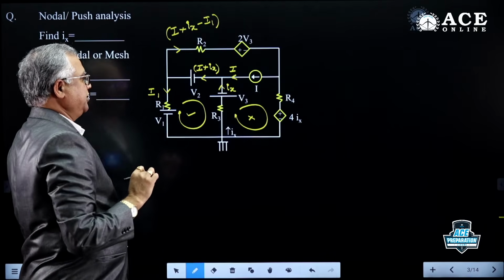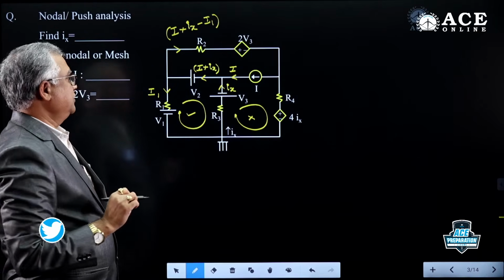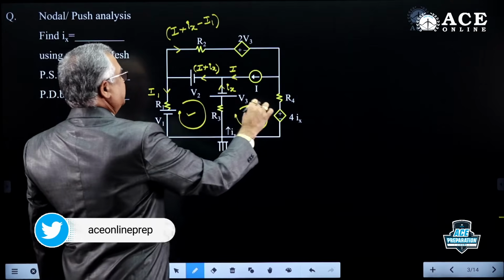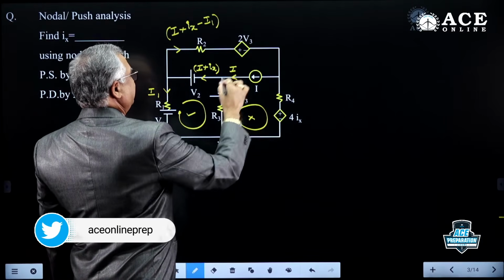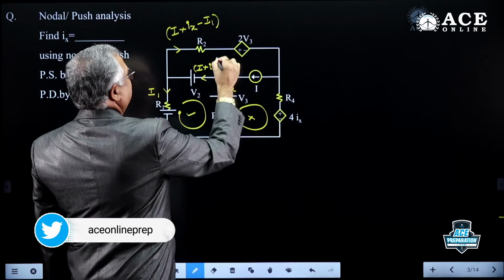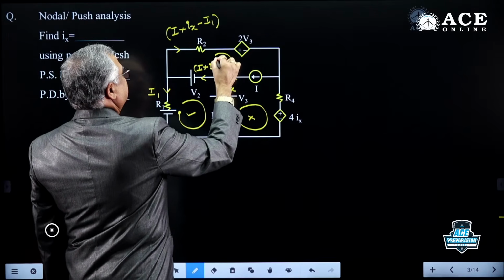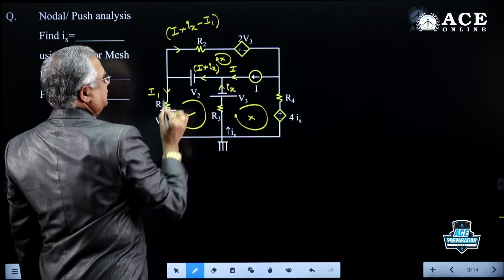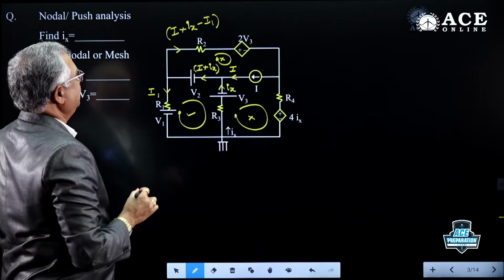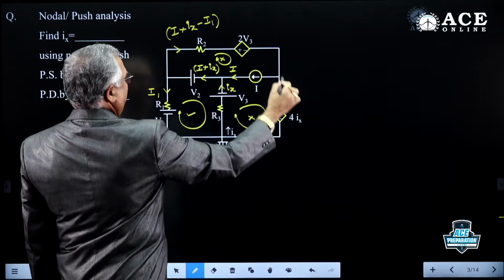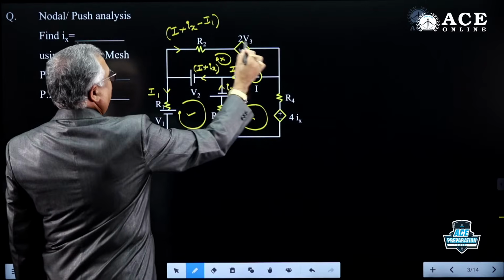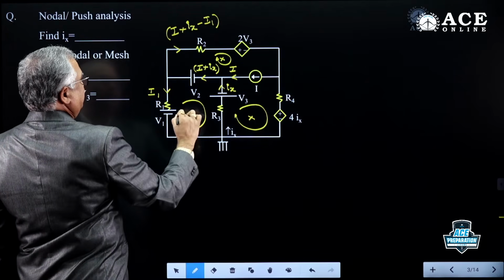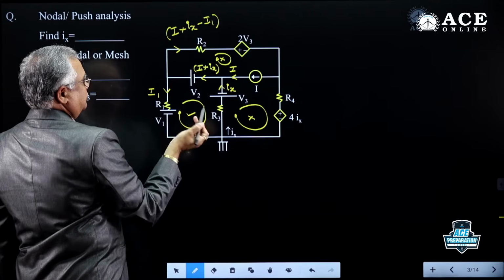So the only important thumb rule in mesh analysis is: don't form a mesh equation when there is a current source anywhere. So this is not allowed. This is also not allowed. This is not allowed. So what is the other way you can write? We can take the outer loop. In the outer loop, no current source. Here, no current source. So these two are valid.